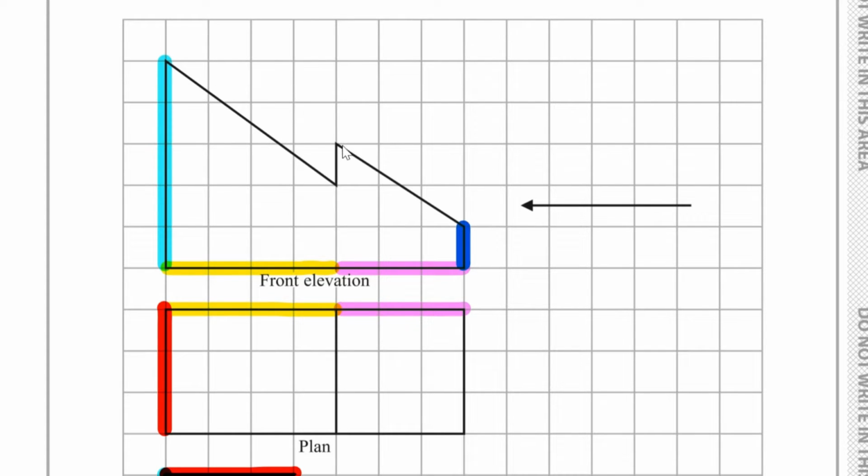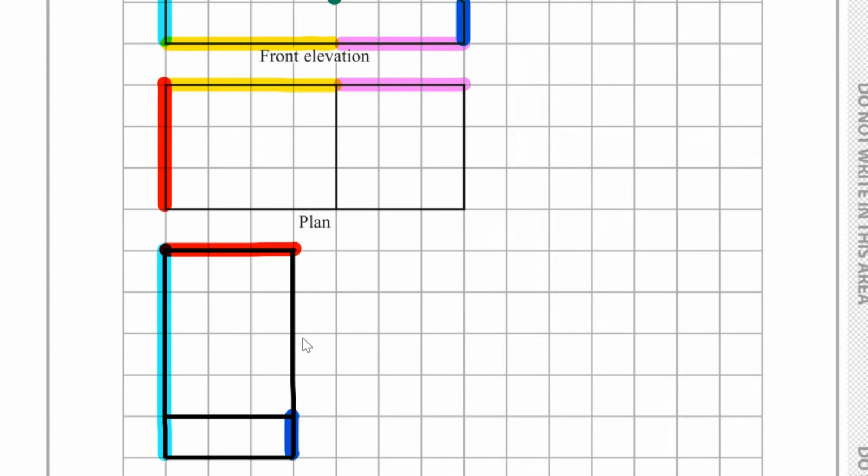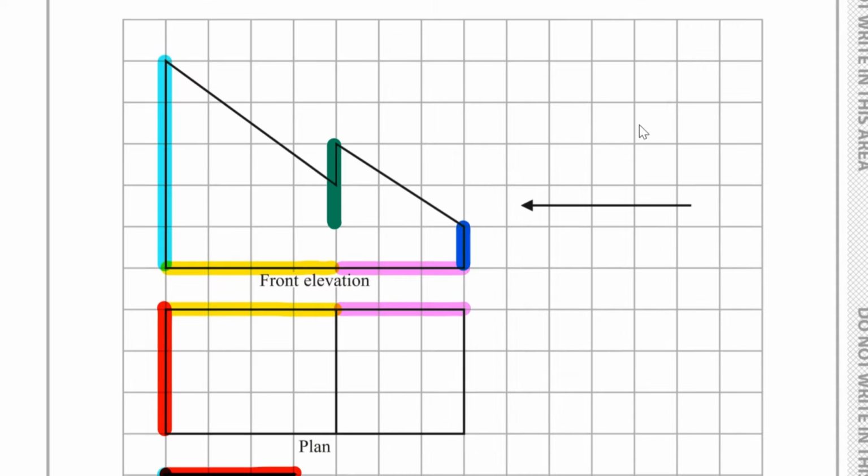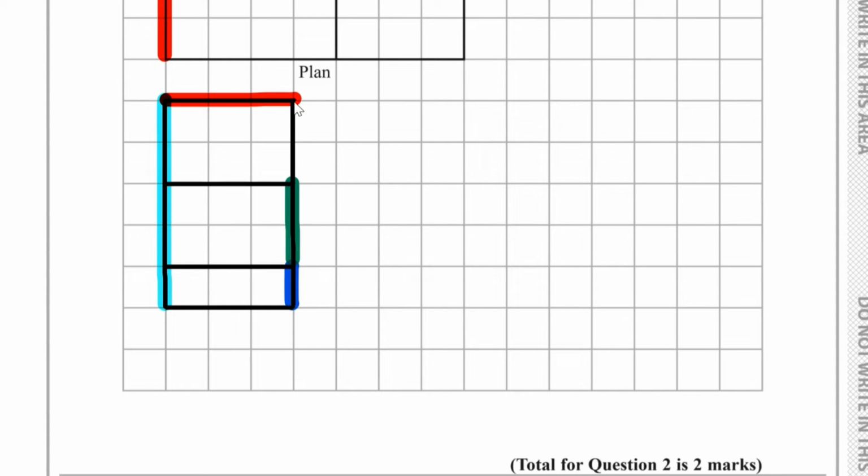We then have this height shown here. So that would correspond to this bit here. And then we've got a horizontal line going across, and then the rest of the height will be shown here. And that corresponds with this section here. And so therefore, what you can see is our side elevation shown here.